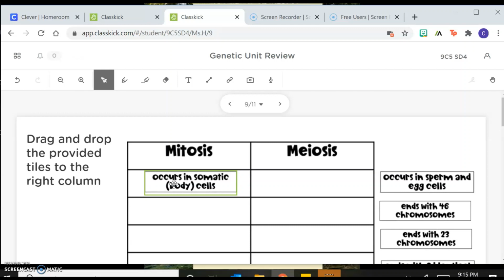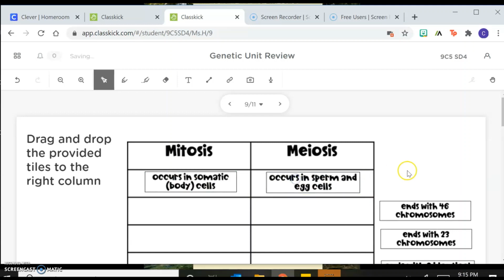Now, we know that through our education of sexual reproduction that we came to be because an egg and a sperm underwent fertilization and created a zygote. So meiosis occurs in our sperm and egg cells.